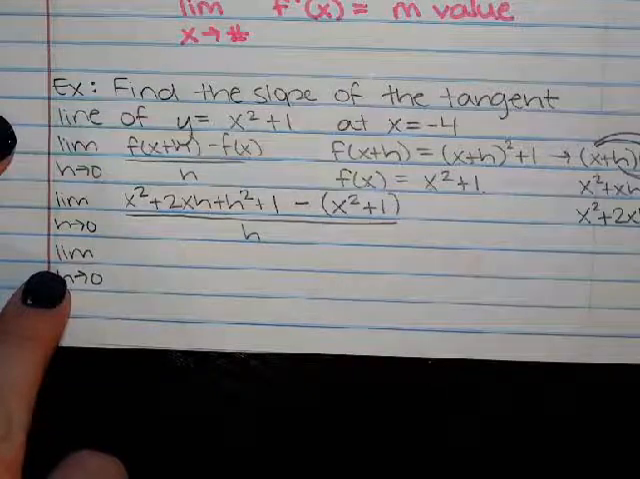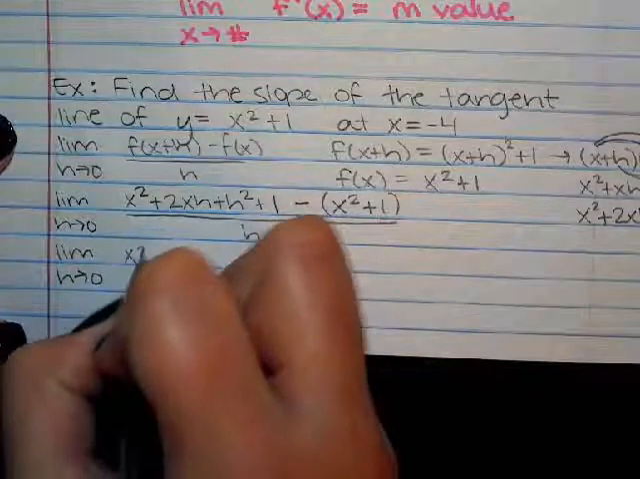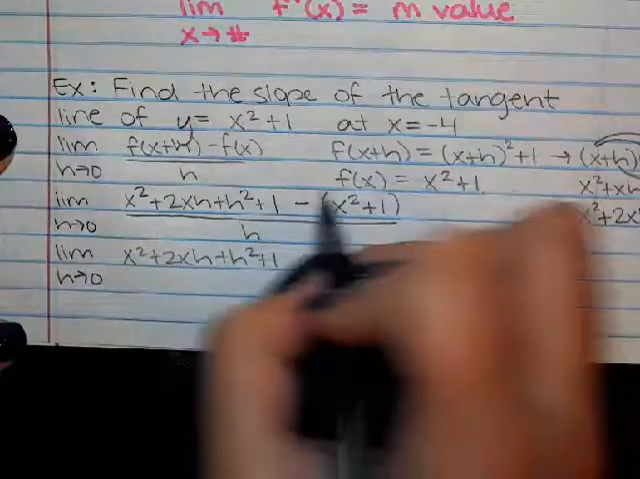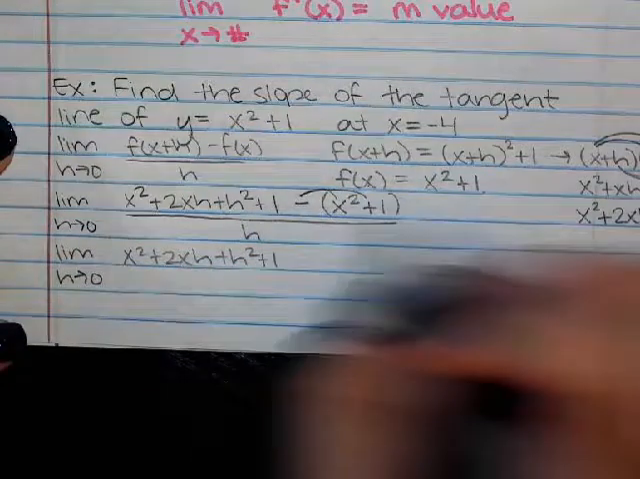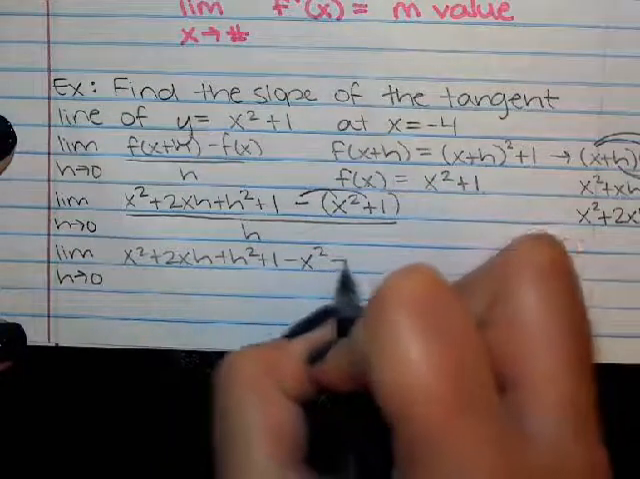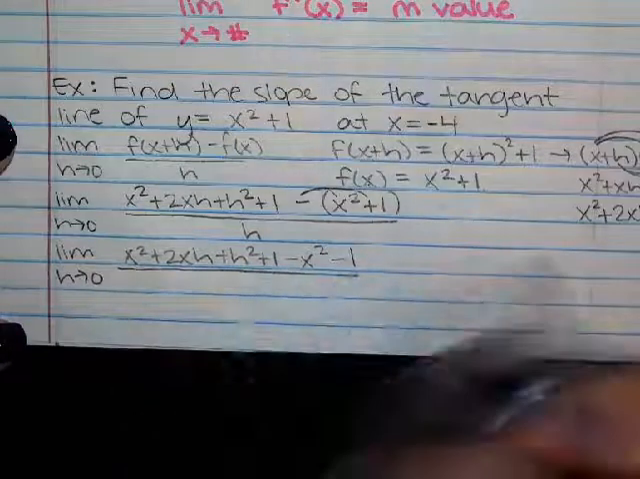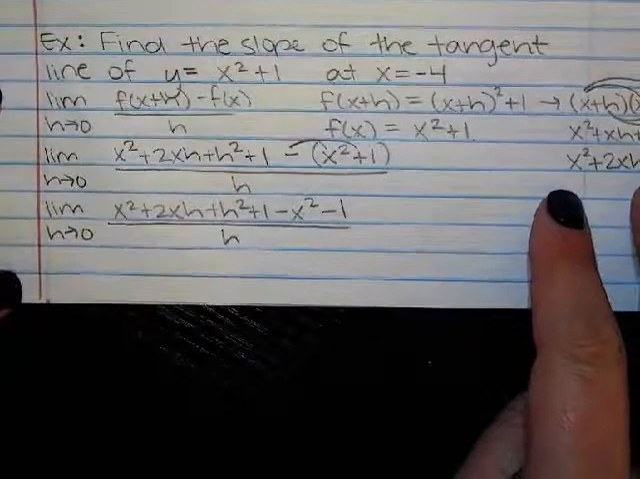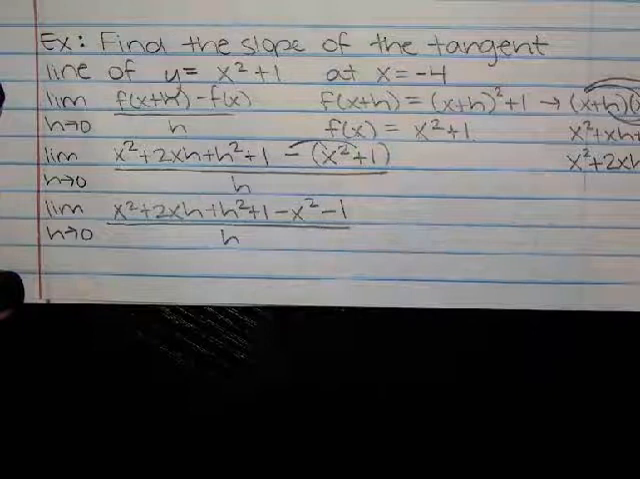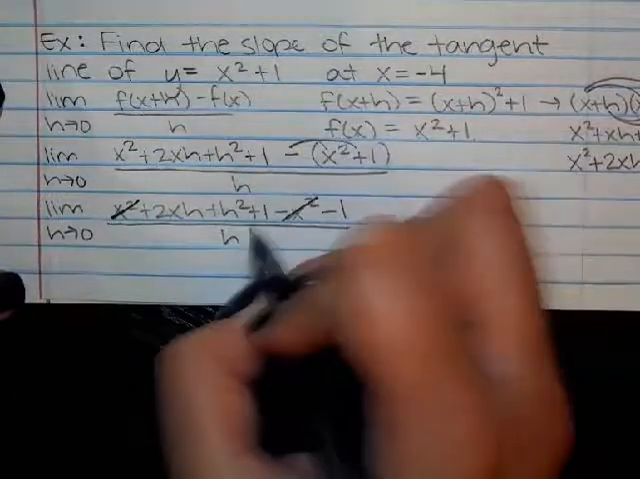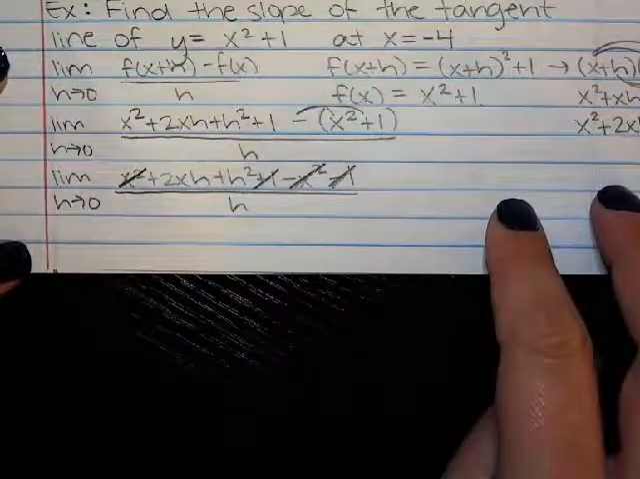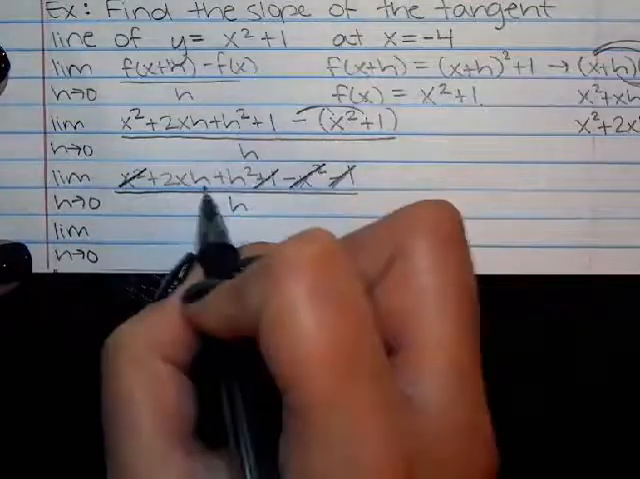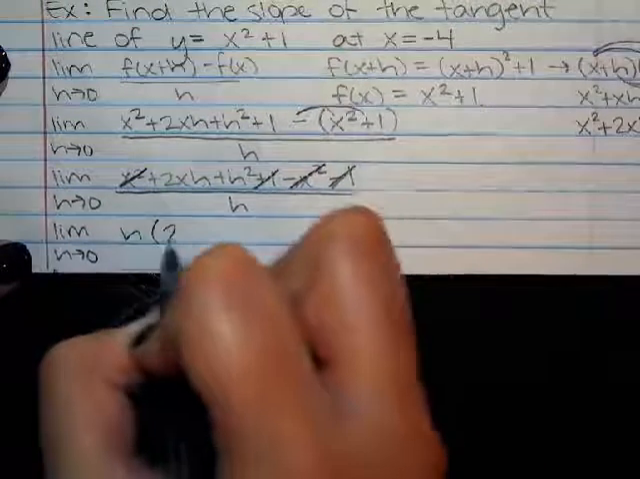All right, so I got x squared plus 2xh plus h squared plus 1. I'm going to distribute my negative, minus x squared minus 1, over h. Okay? Now, what do you guys see? What cancels? The x squareds and the 1s. Okay? You can divide an h out. So limit as h goes to 0. I'm going to take an h out on the top, and I get 2x plus h.